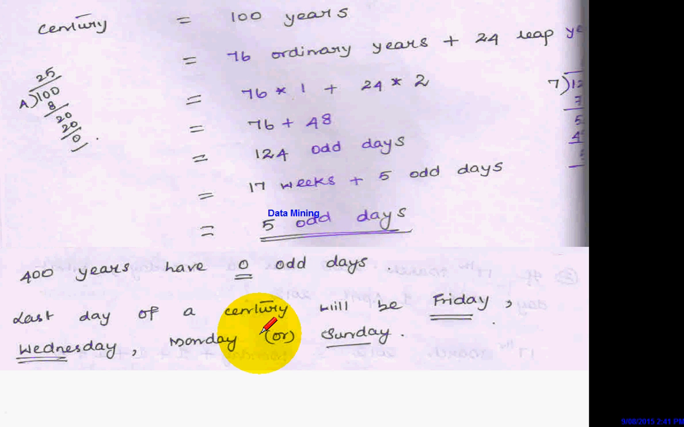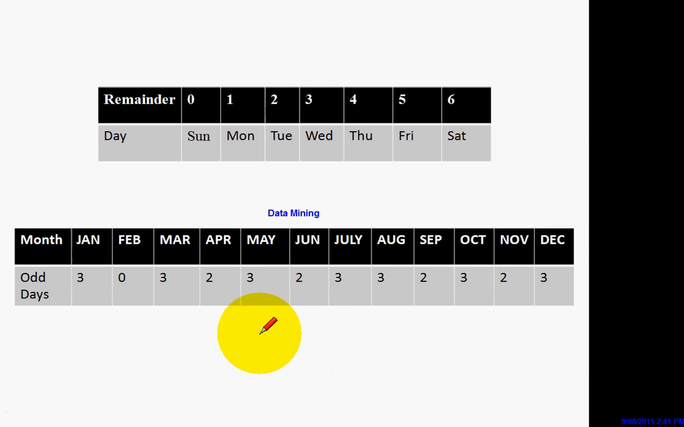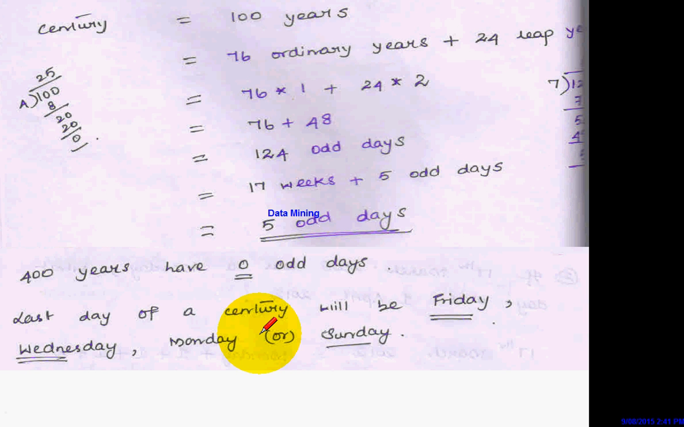Again, coming to the previous slide, in this slide we have mentioned that in 100 years, or in a century, we have 5 odd days. That particular calculation is given in this slide. A century has 100 years. Among 100 years, we need to find how many ordinary years and how many leap years. To find that, we divide 100 by 4. You'll get 75 ordinary years plus 25 leap years.